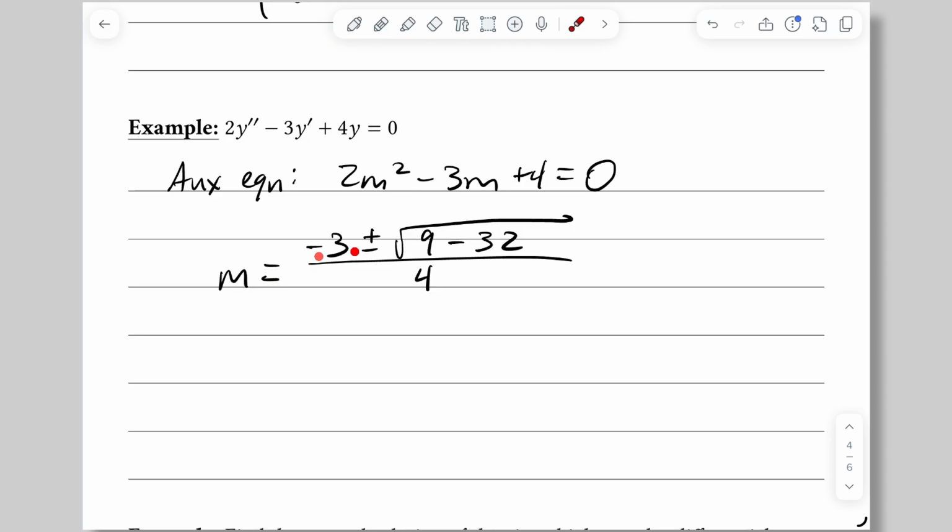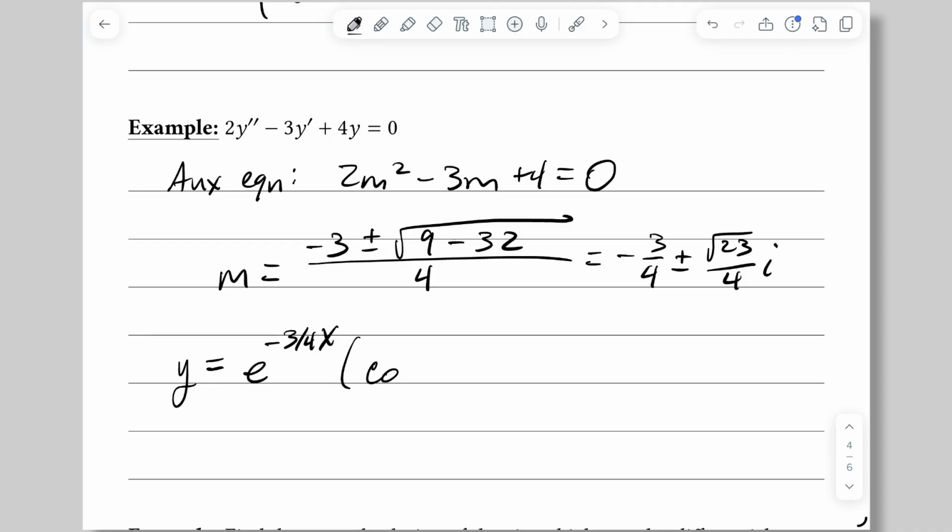m equals negative 3 plus or minus the square root of 9 minus 32, all over 4. Remember that 4 divides into both the 3 and the radical. This is going to give us negative 3/4 plus or minus the square root of 23 over 4 times i. That's a complex root, or 2 complex roots for the auxiliary equation. Therefore, y is equal to e to the negative 3/4 x. That's alpha in the previous video, the real part, and it becomes the coefficient in the exponential.